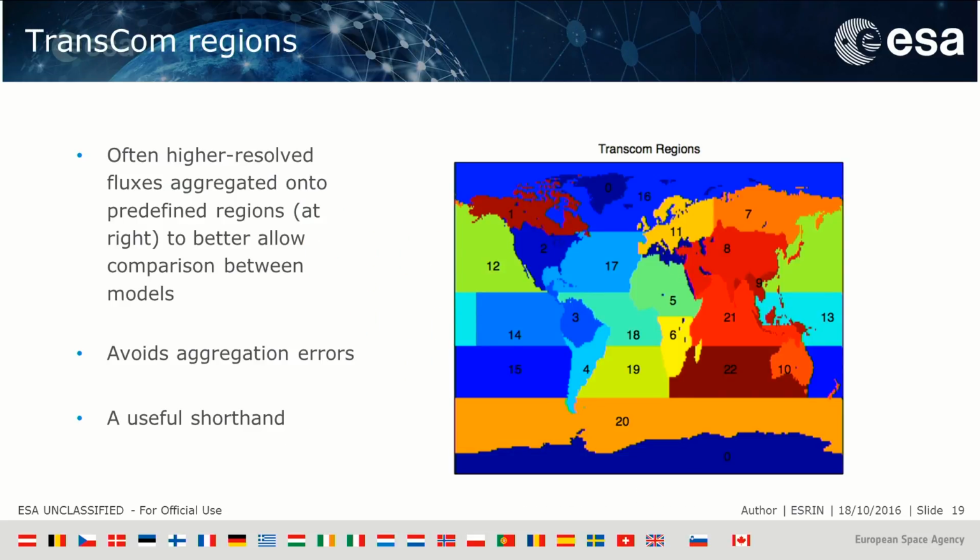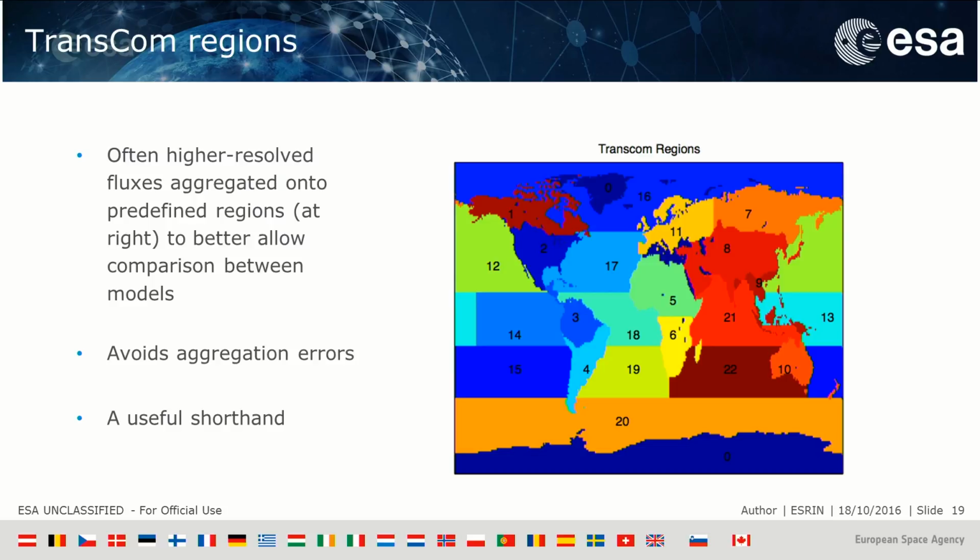Okay, so these are the transcom regions I should have shown you before. We're usually at this point trying to get fluxes roughly on pixel scale. Pixels from different models means anything from sort of 2 degrees to 5 degrees or so, global boxes, yeah? So this is still not city scale or anything. We can't do that globally yet. But this is kind of the scale that people are working at.